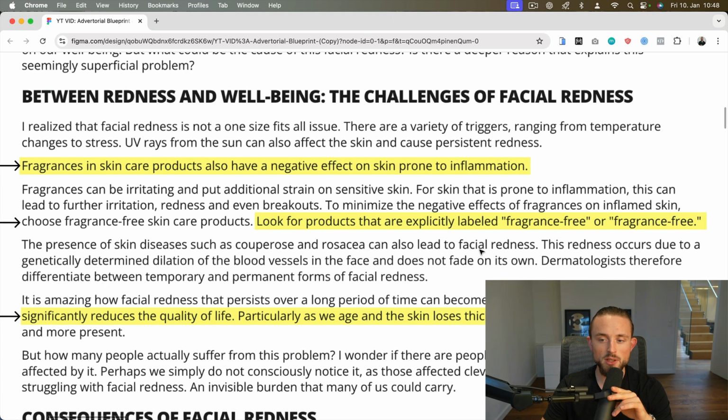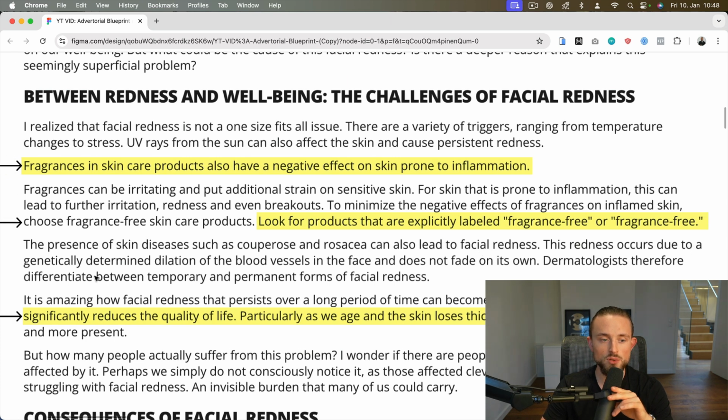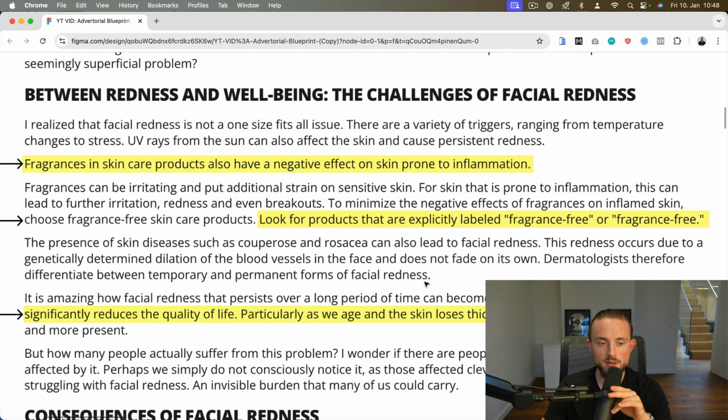can also lead to facial redness. This redness occurs due to a genetically determined dilation of the blood vessels in the face and does not fade on its own. Dermatologists therefore differentiate between temporary and permanent forms of facial redness.